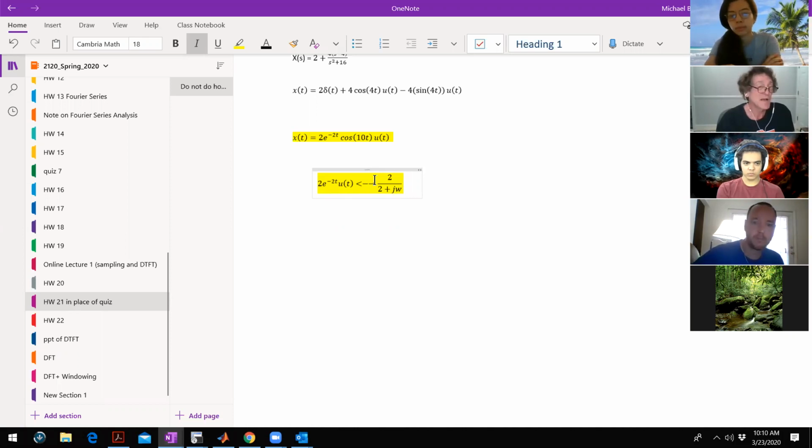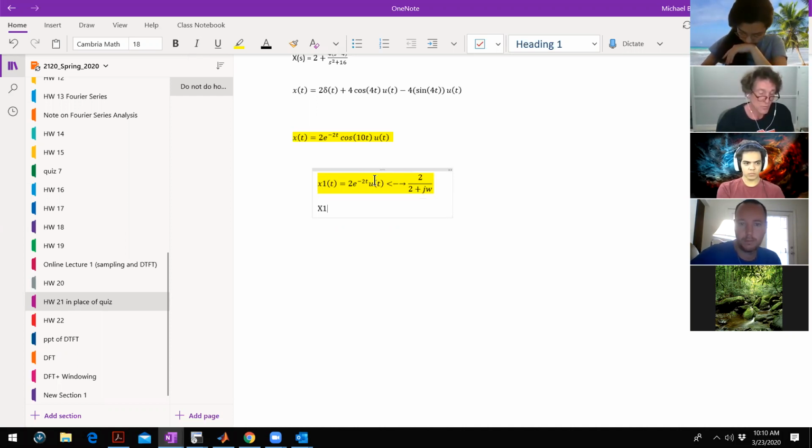All right, now if I have that, you can view this as x of t then, or call it x1 of t equal to that. Then if I have x1 of t times cosine of 10t, that's just going to be the modulation property that you have to know. And that's just 1/2 times the quantity of x of omega plus 10, plus x of omega minus 10.